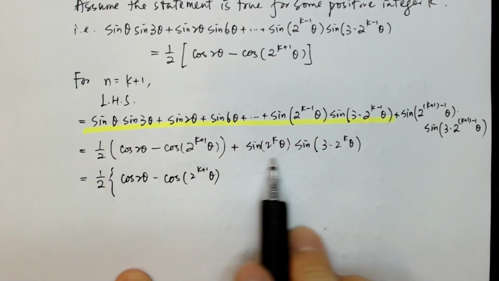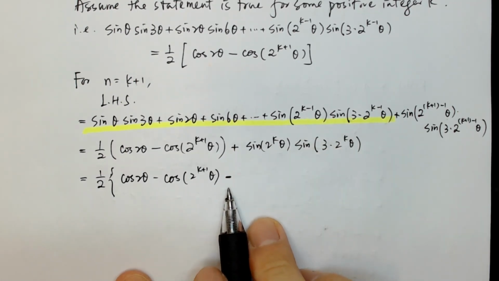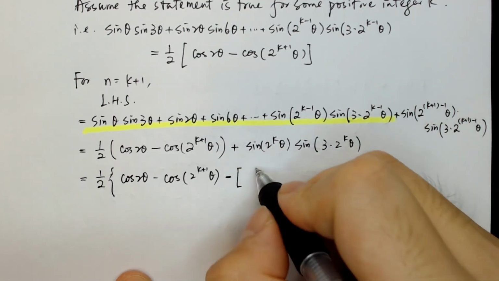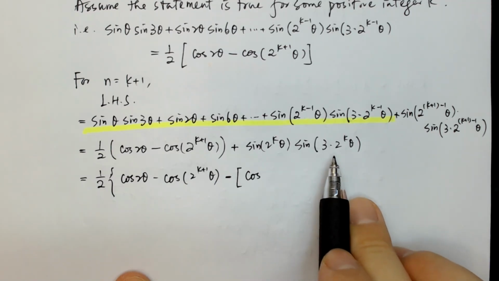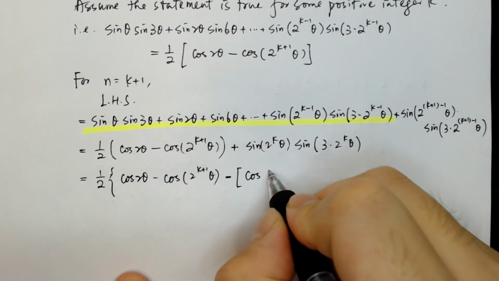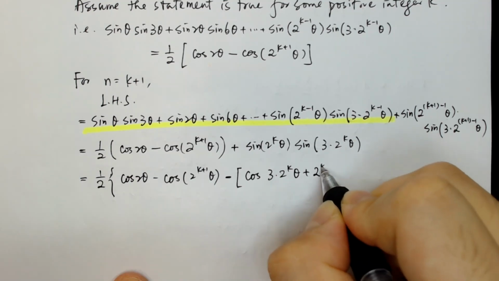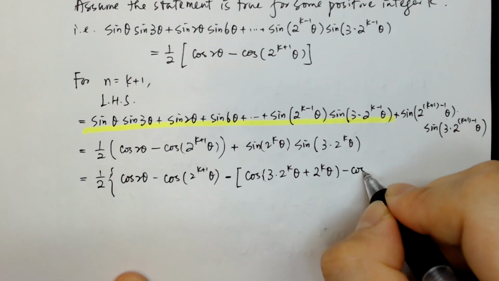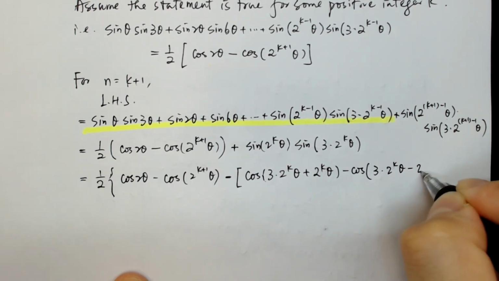And for two sines, the difference of cosines, we start with a negative sign in front. Okay, make sure you don't forget it. Difference of cosines, we have the addition of angles. We start from a larger one. Okay, make sure you always start from a larger one. So we have 3 times 2 to the power of k theta plus 2 to the power of k theta and minus cosine of 3 times 2 to the power of k theta minus 2 to the power of k theta.